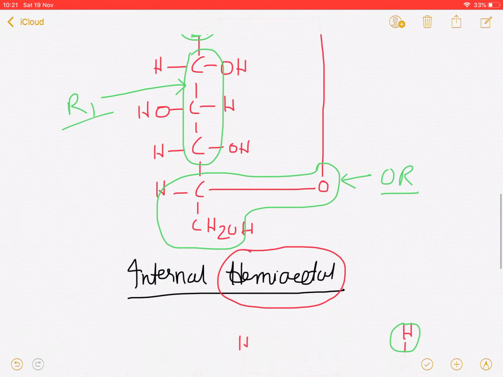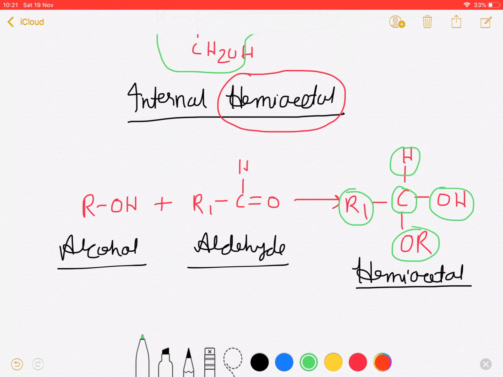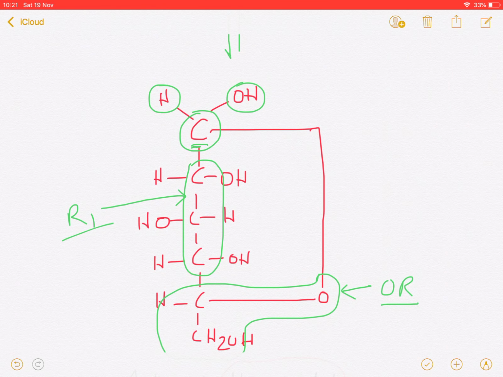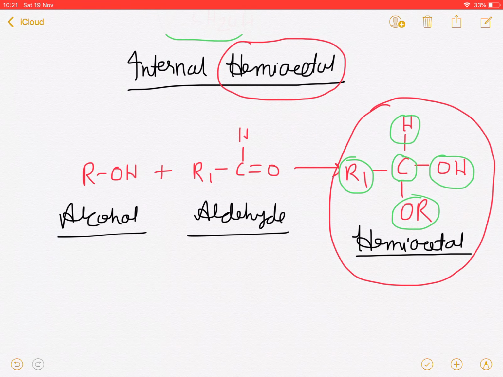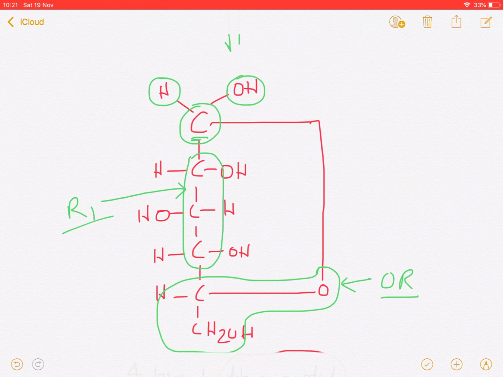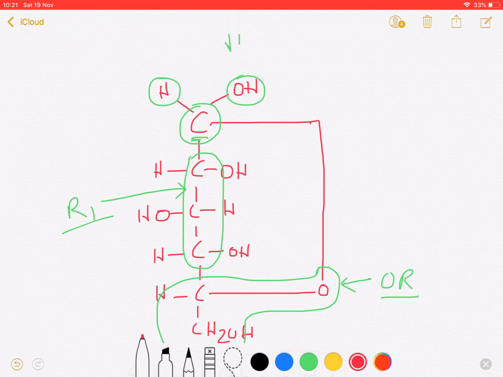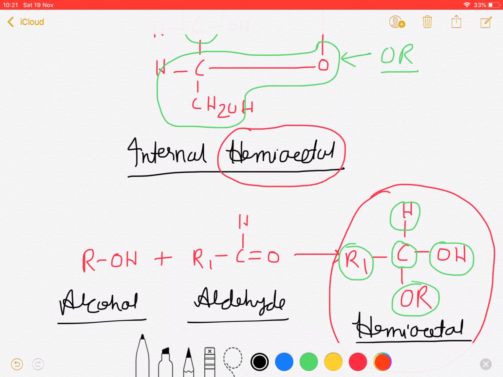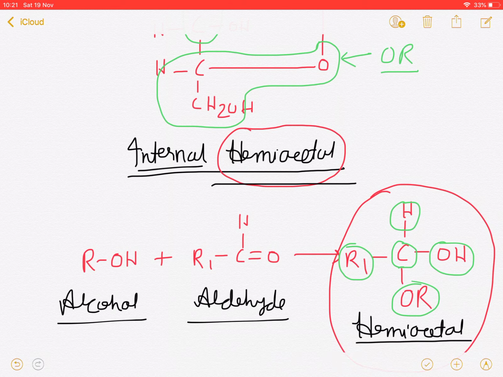OR is connected. Okay. So this whole hemiacetal resembles this particular hemiacetal, because whatever is connected to the central carbon is also connected to this particular carbon inside of the cyclic form of glucose. So you can say that this is also a hemiacetal, but it's an internal hemiacetal inside of the glucose. Okay. So since aldehyde and alcohol react with each other, the formation of hemiacetal takes place.